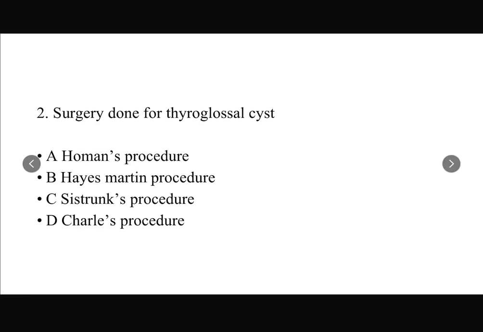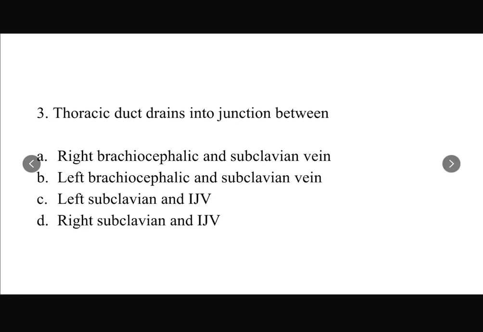So surgery done for thyroglossal cyst. It is a straightforward question. Sistrunk procedure. So what is Sistrunk procedure? It is the procedure done to remove the remnant thyroglossal duct, which involves complete removal of the tract and the central portion of the hyoid bone.